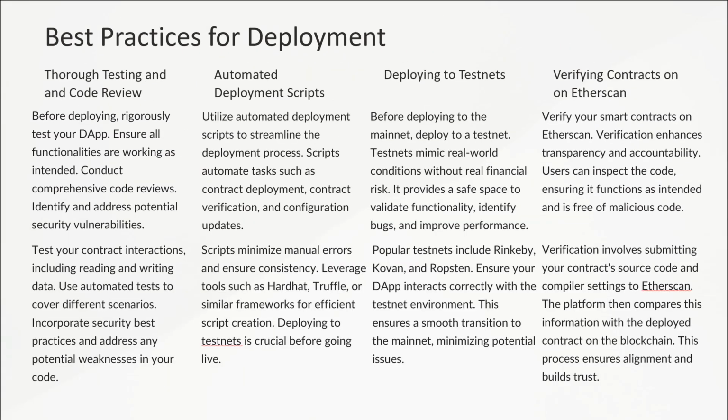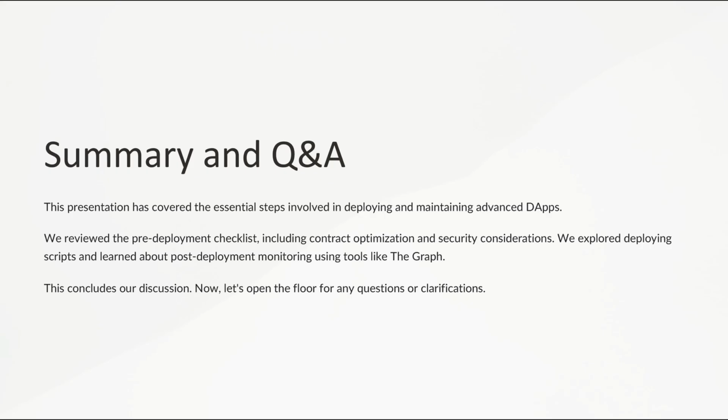To wrap up, always rigorously test your dApp before deployment. Use automated scripts to streamline the process and verify your contracts to build user trust. Deploy to a testnet first to ensure a smooth transition to the mainnet. To summarize, today we covered the key steps to deploying advanced apps, from code quality and testing to deployment and post-deployment monitoring. By following these best practices, you can deploy a robust and secure app with confidence.